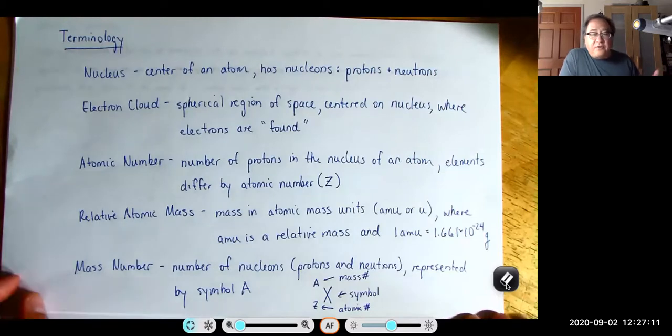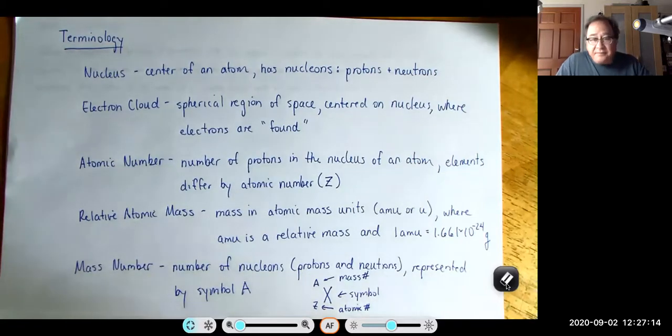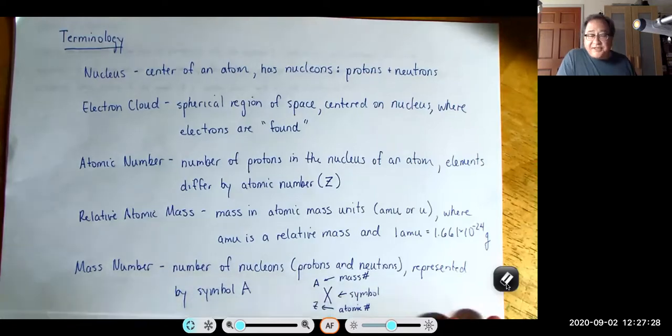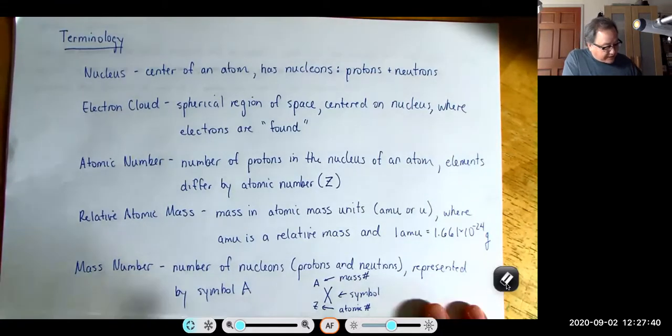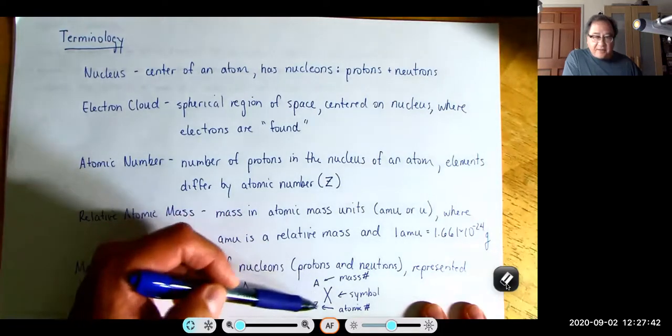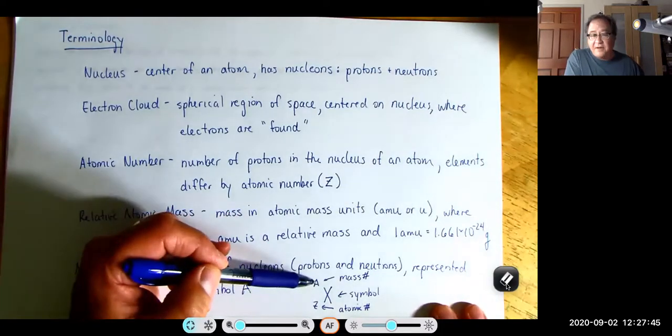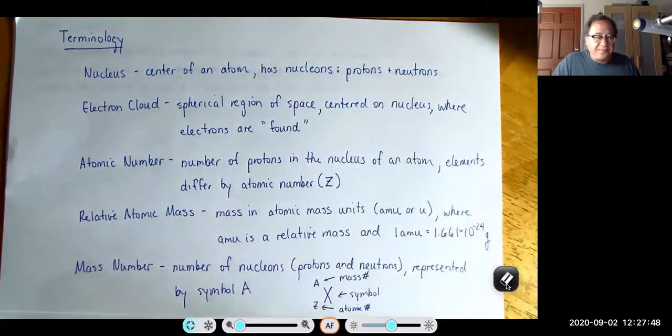Mass number. This is the number of nucleons in an atom. So the number of protons and neutrons, and it's represented by the symbol A. So this is how you write the symbol of a particular atom of an element. X represents the symbol. So it could be H for hydrogen, He for helium. A is the mass number, and Z is the atomic number. And here, I think the reason they made A the mass number and Z the atomic number is because this looks better with A at the top and Z at the bottom, kind of like an alphabetical order. Okay, so A is mass number, Z is atomic number.